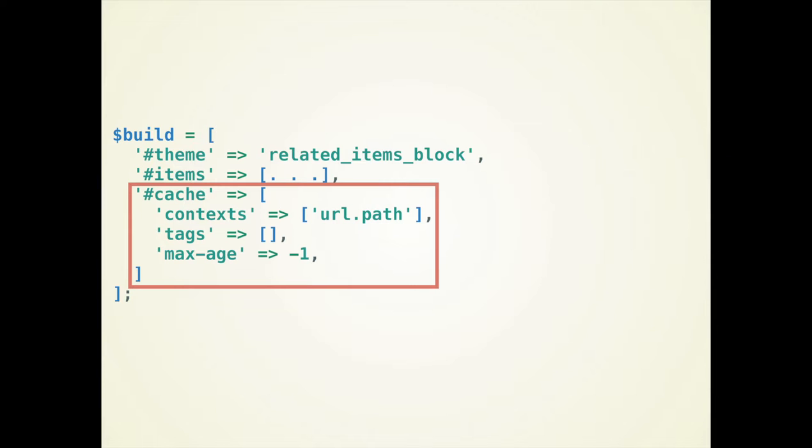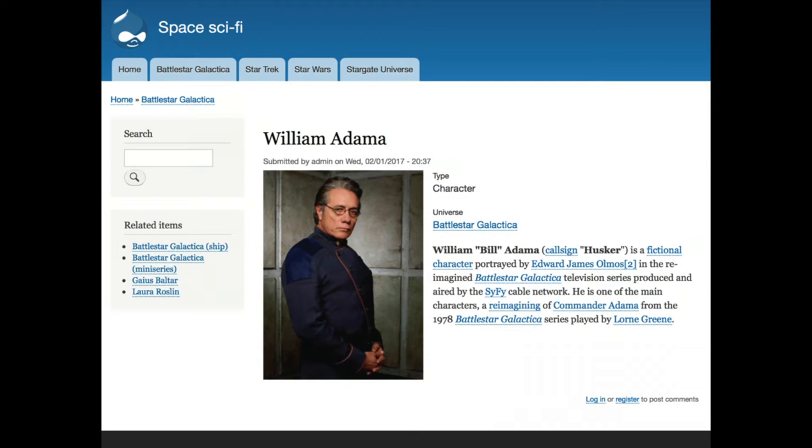So why didn't you just add that to your array? We'll cover that in a second. We'll get to there. So after we do that, we come back here, we refresh this page. Now we get the related items for the page we're on, which is an article about someone from Battlestar Galactica, and we have related items to Battlestar Galactica. Just pulling in based on the term, on the right side there you see universe and it says Battlestar.